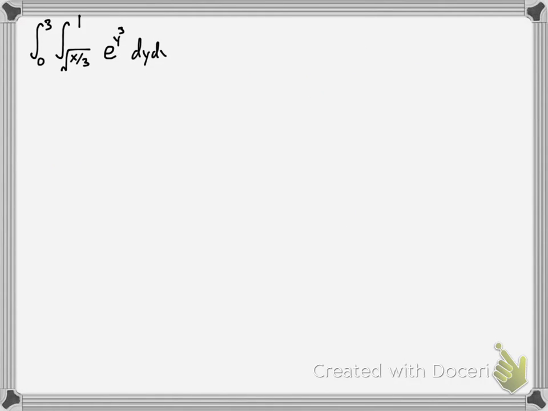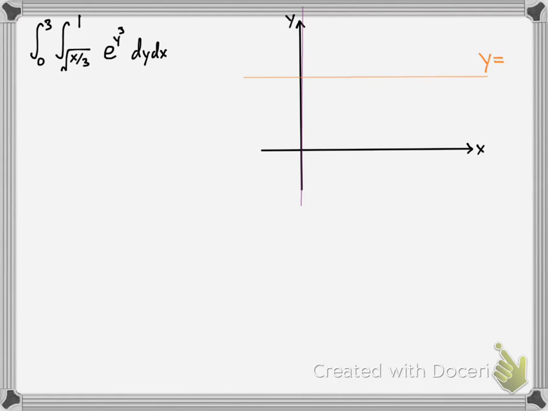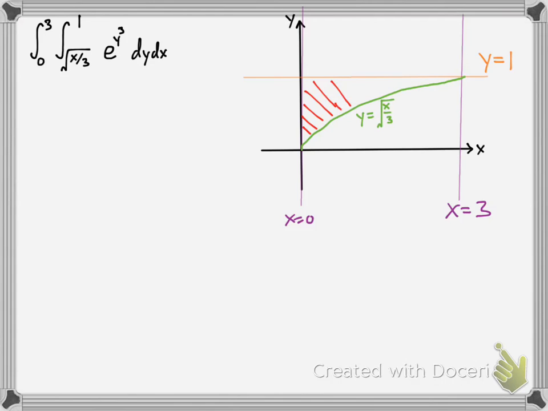Okay, so now we have another problem here. We want to draw out the graph and make sure you label the axes. I always set up the bounds first, because the lines are always the easiest to set up. So we have y equals 1, x equals 3, and x equals 0. But now we also have the function y equals the square root of x over 3. We know that's going to look like the square root of x, so there's the equation there, and we're going to find the area bounded between those regions. That's what we're looking for.